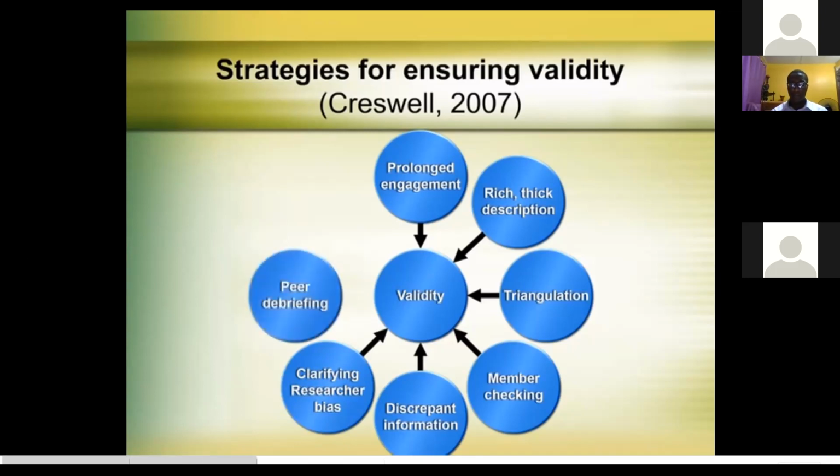Peer debriefing enlists the aid of a person other than the researcher to review the findings and ensure that they make sense. Finally, an external auditor is someone not familiar with the researcher or the study who can review the study's overall logic, coherence, and consistency.